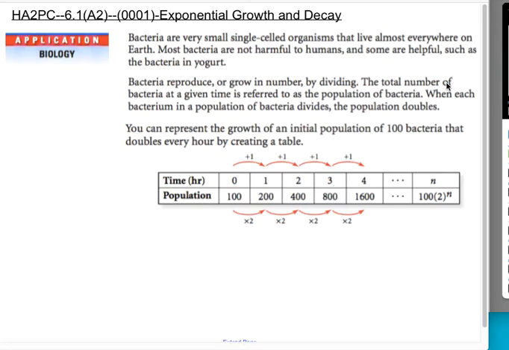All right, this is Honors Algebra 2 Pre-Calculus. We're doing 6.1 in Algebra 2, which is exponential growth and decay. So a really common application or example of exponential growth is when we talk about bacteria.